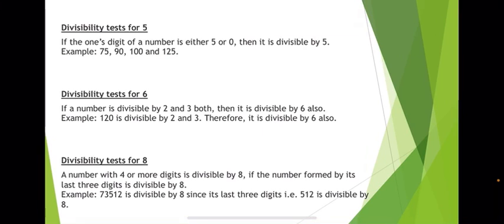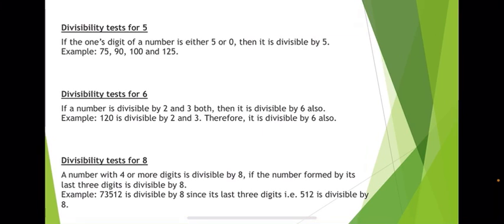Now let's move towards the divisibility of 6. For the divisibility of 6, first we have to check if the number is divisible by both 3 and 2. If any number is divisible by 2 and 3 both, it must be divisible by 6.